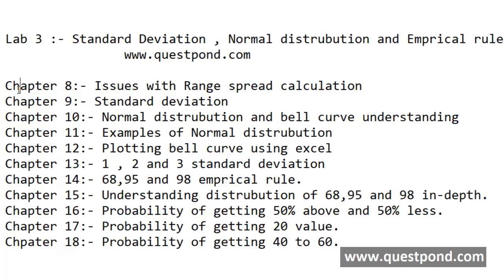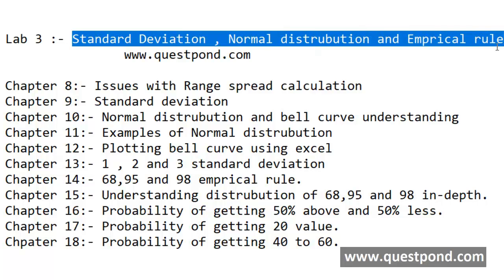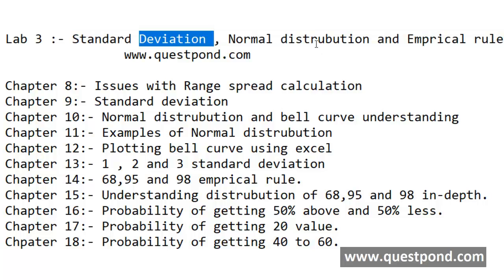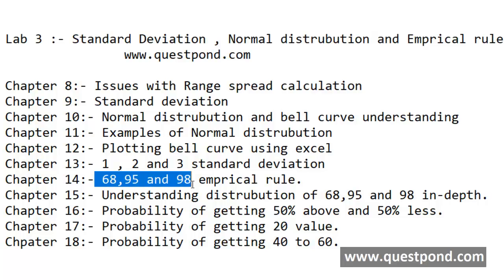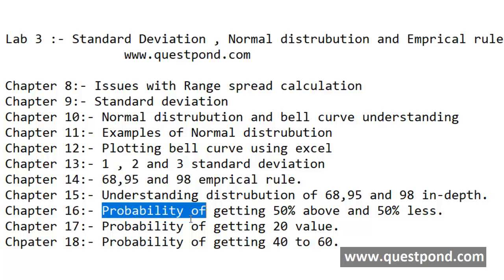So welcome to lab 3, and in lab 3 we will be focusing on 3 topics: standard deviation, normal distribution, and the empirical rule of 68, 95 and 98. So the whole goal of this 10 chapters lab is to calculate probability using normal distribution. Now before we start with these chapters, let us first finish the homework which was given in lab 2.